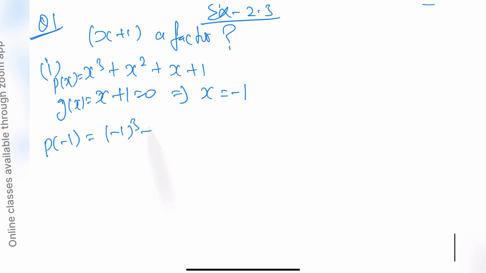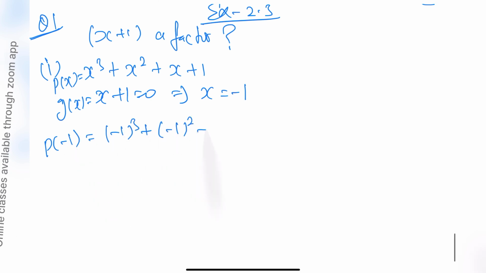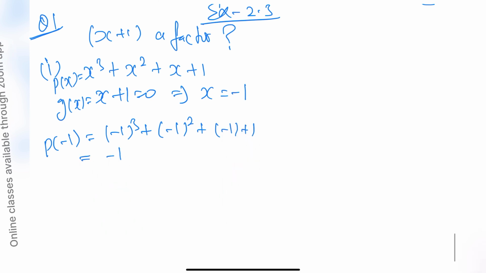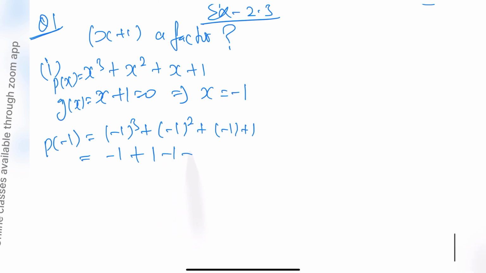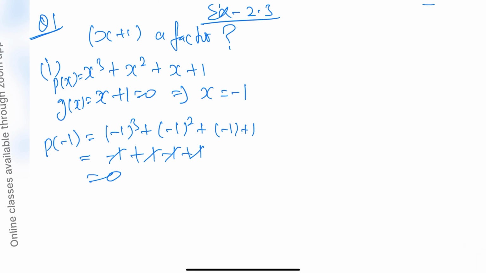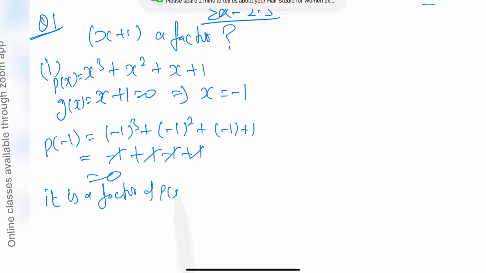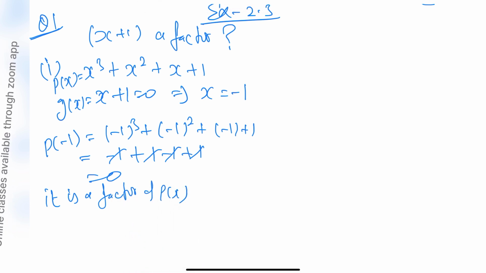Now finding p of minus 1. So minus 1 का cube plus minus 1 का square plus minus 1 plus 1. Minus 1 cube is minus 1. Minus 1 square is plus 1. Plus minus 1 is minus 1. Then plus 1. We got 0. If we got 0 when we put the value of x as minus 1, it means it is a factor of p of x.